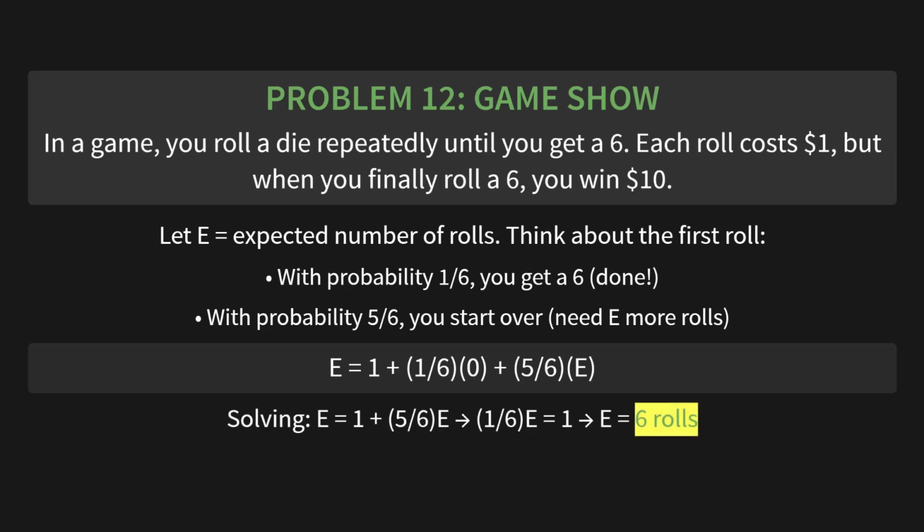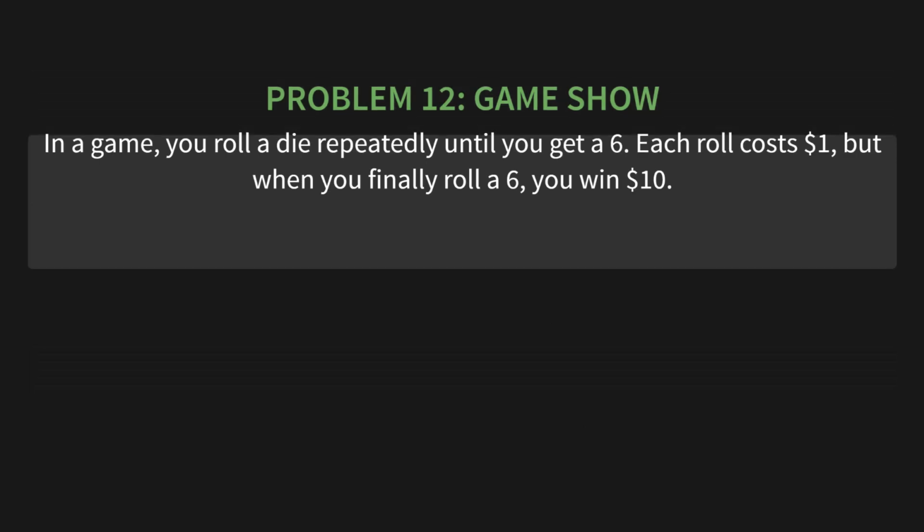Now here's the magic. We solve for E. A little algebra gives us E equals 6 rolls. On average, you'll need exactly 6 attempts to roll that 6. Isn't that beautiful? The die has 6 sides, and you expect to roll it 6 times. There's a poetic symmetry there.